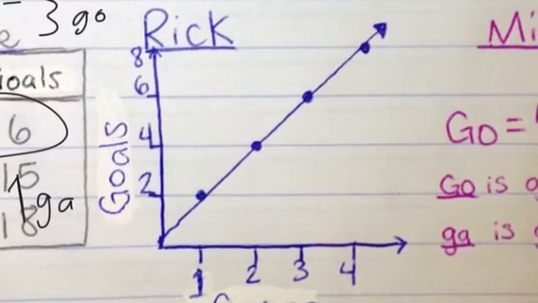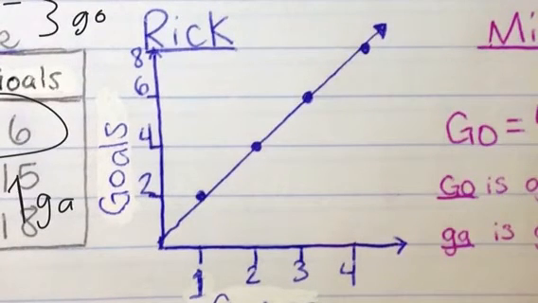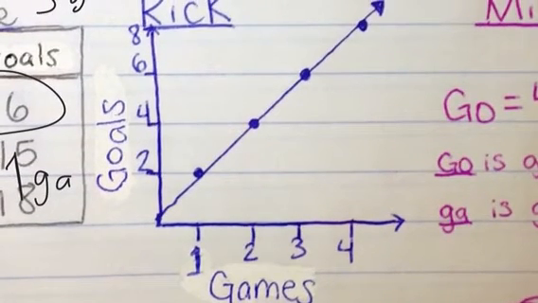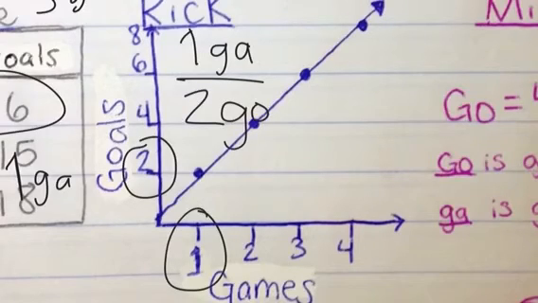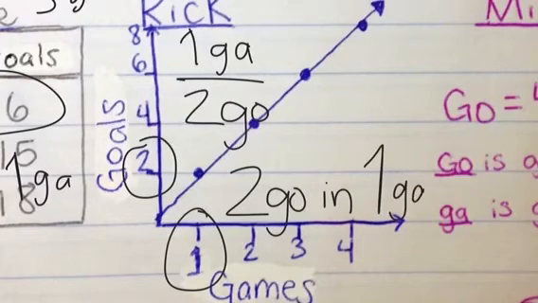Let's move over here to Rick. We see Rick's first ratio is, oh, you can't see the label of the graph, games down here. So Rick, if he plays 1 game, he scores 2 goals. That one's not too bad. We actually already have the value there. We have 1 game, 2 goals. Pretty simple. So if we're writing that, we see that he scores 2 goals in one game. Not too bad.